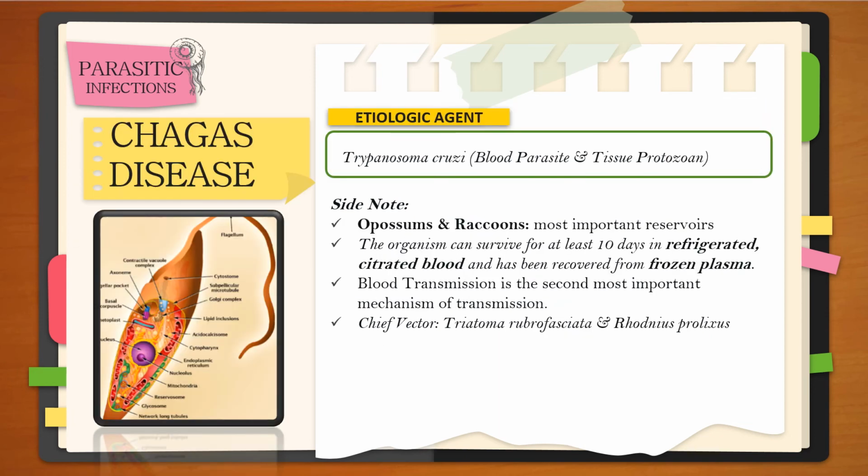Chagas disease is caused by Trypanosoma cruzi, which is a hemoflagellate and at the same time a tissue protozoan. Its normal and main reservoirs are opossums and raccoons, and the organism can survive for at least 10 days in refrigerated storage conditions, and it can also remain viable for 10 days in the presence of citrate, and has been recorded to be isolated from a frozen plasma unit. The primary transmission is via bug bite, most commonly known as reduviid bugs like Triatoma rubrofasciata and Rhodnius prolixus.